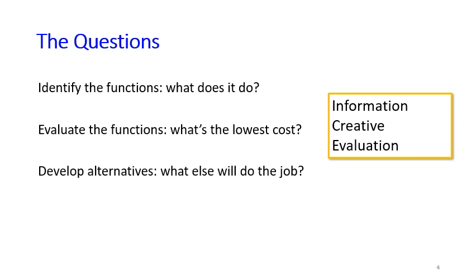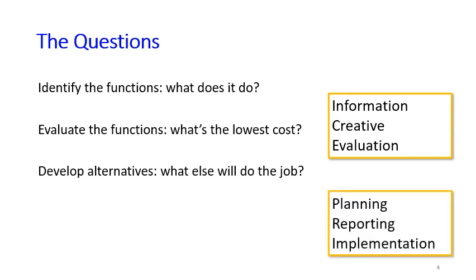Those are related to the first three stages in value engineering. They're called information, creative, and evaluation. And then there will be three more stages, called planning, reporting, and implementation. We're going to look at all the stages one by one, and the first stage, the information stage, is the biggest and the most important stage in value engineering.